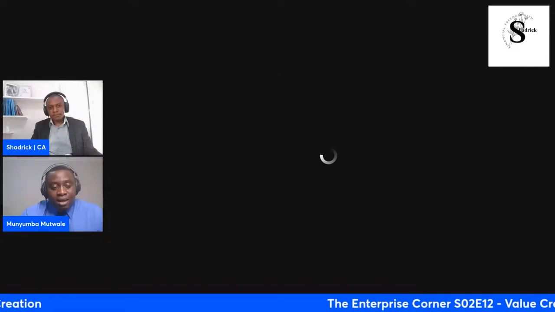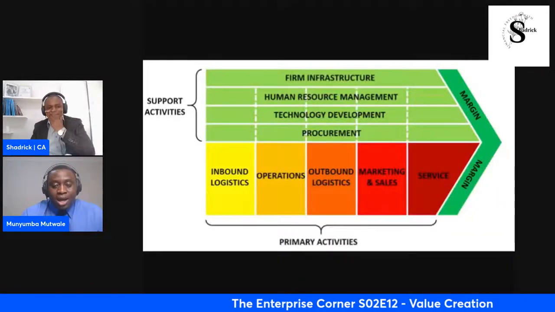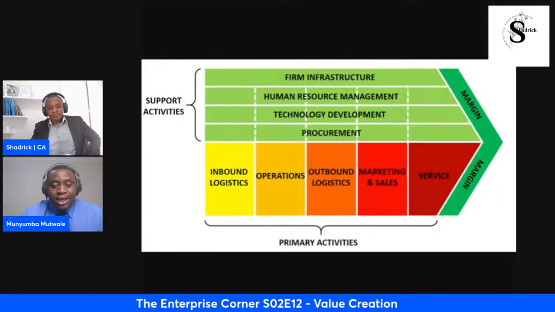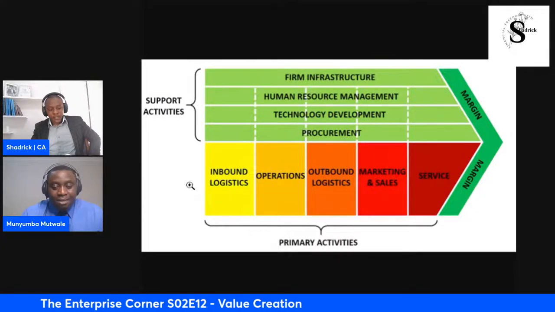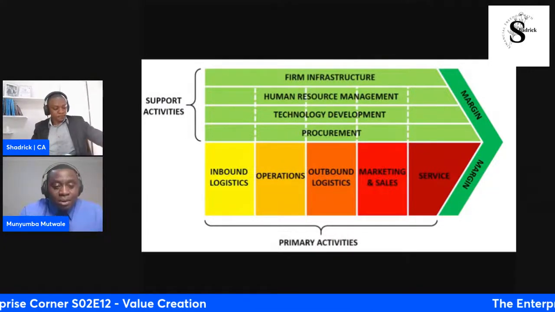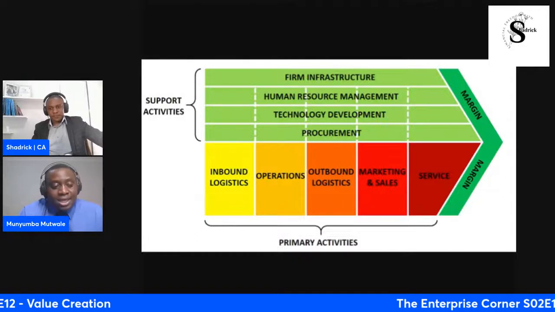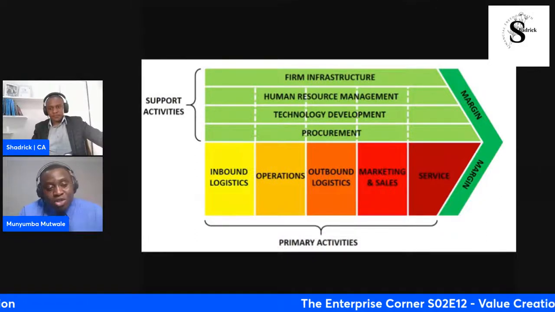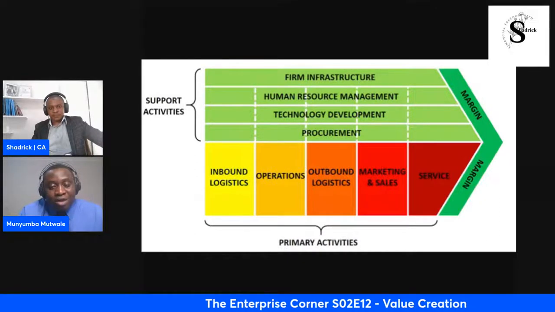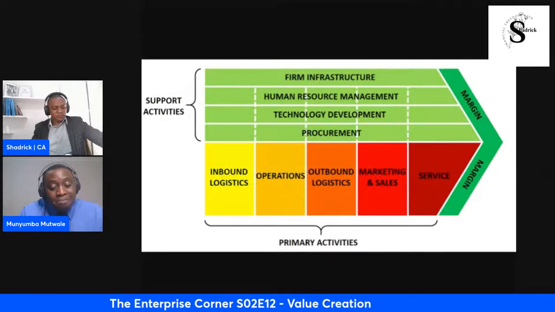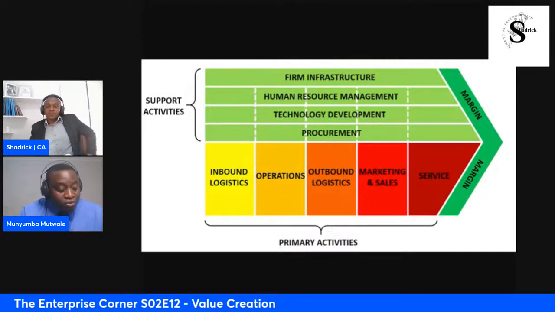So now, just to kind of wind this up, I'm doing something here called a case study. Okay. And I'm going to utilize this, and I want you all to pay attention. I'm going to give you a case study on Zambeef and Zambia Sugar as to how their value chains differ and how margins improved for one.